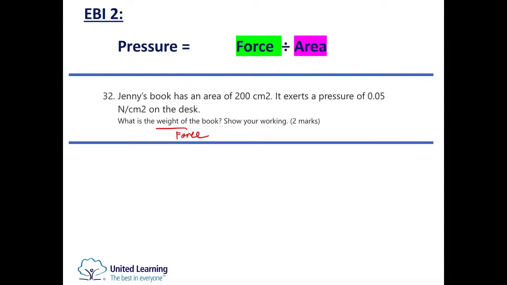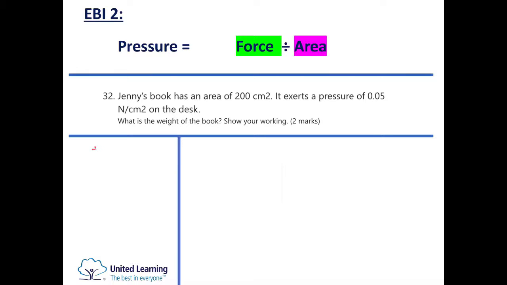So you're not finding the pressure now. The pressure has already been found for you. Now you need to find the force. So how are we going to do that? Using this equation. I want to show you some of the answers that you have written down. Some of you have written down 10 newtons per centimeter squared, and 4,000 newtons. Let's investigate who got the correct answer.